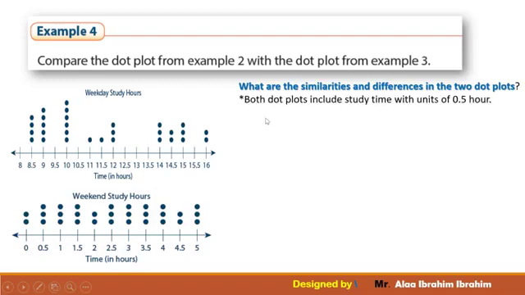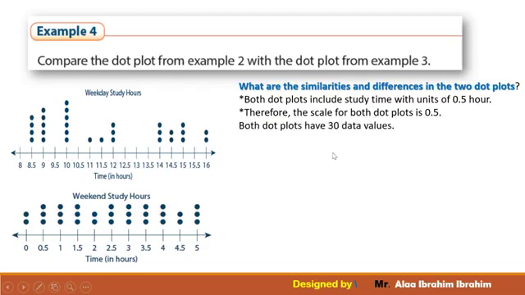First, both plots include study time with a unit of 0.5 hours. If you look here, you find we add all the time 0.5, and also here we add all the time 0.5. The second thing, therefore, the scale for both dot plots is 0.5. Both dot plots have 30 student values. Here 30 and here 30 also. So the same number of students.